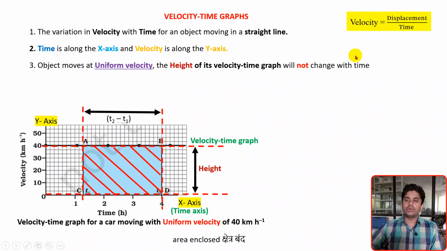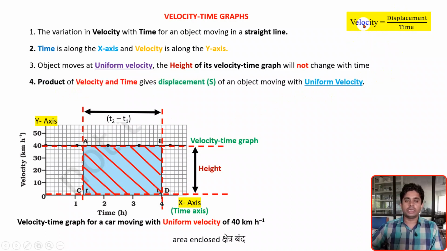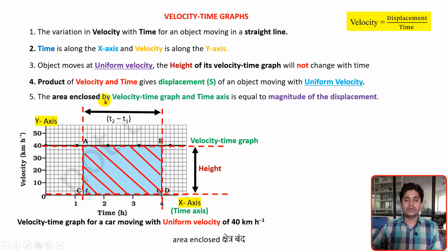Now the basic formula we know is that velocity is equal to displacement divided by time, right? So from this formula, if I want to calculate the displacement, how can I calculate it? Velocity into time is equal to displacement. So the product of velocity and time gives the displacement for an object moving with a uniform velocity. So here, to find the displacement of the car for this journey with uniform velocity, I need to take the product of velocity and time. Now the area enclosed by the velocity time graph and the time axis is equal to the magnitude of displacement.